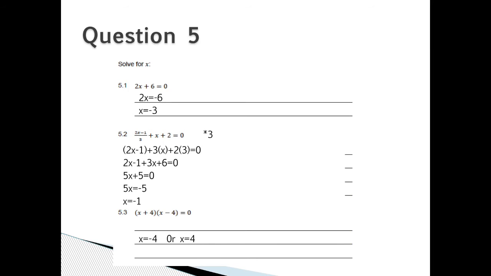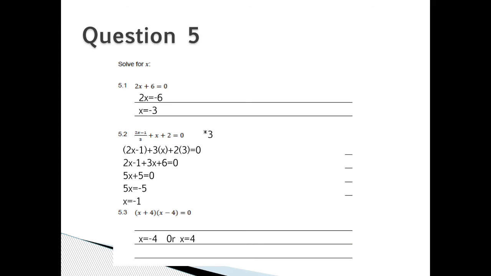For question 5.1, 2x plus 6 is equal to 0. You take the 6 across, so 2x is equal to minus 6. You then divide by 2, x is equal to minus 3. For 5.2, (2x minus 1) over 3 plus x plus 2 is equal to 0. You will multiply by 3 to get rid of the denominator in the fraction. So 2x minus 1 plus 3 times x plus 2 times 3 is equal to 0. 2x minus 1 plus 3x plus 6 is equal to 0. 5x plus 5 is equal to 0. 5x is equal to minus 5, and x is equal to minus 1.